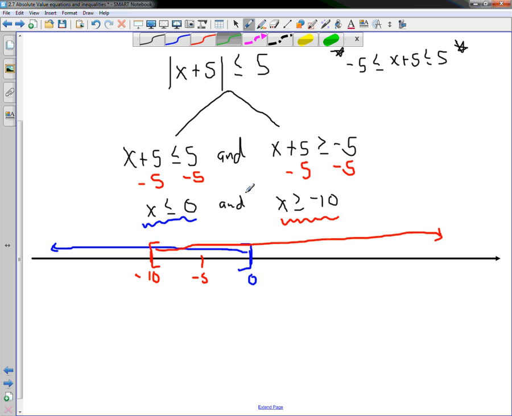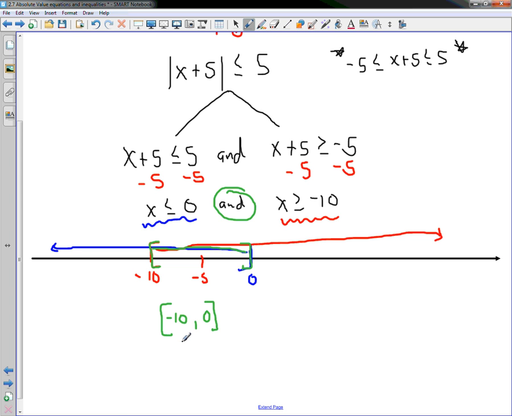So the solution, if we graph it, is going to only be the areas where we have overlapping, since it's an and statement. So it would be from the negative 10 to 0. So if we write that in interval notation, we basically just drop down and remove the number line, put a comma between, and we have our solution. So values between negative 10 and 0.